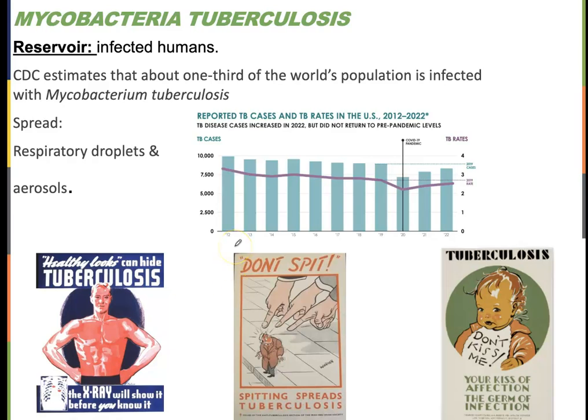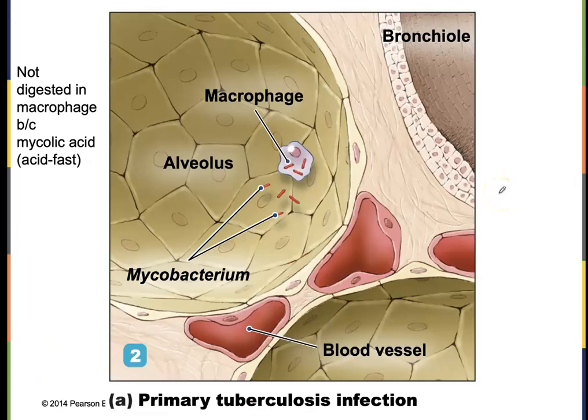So where do you find Mycobacterium tuberculosis? Humans. And in the world, this is a big issue. About one third of the world's population is infected with it. You get infected through respiratory droplets and aerosols. And you can see that these posters were from the United States when tuberculosis was very rampant. But we can see that the rates of tuberculosis have fallen a little bit, right? It says tuberculosis disease cases increased in 2022, but did not return to pre-pandemic levels. So basically, it's still an issue in many areas of the world.